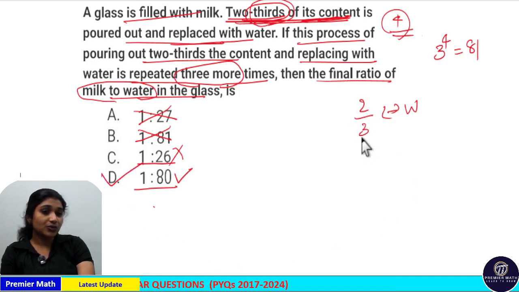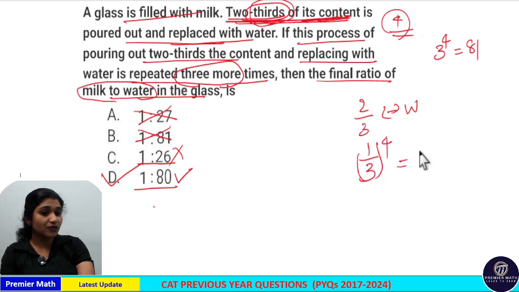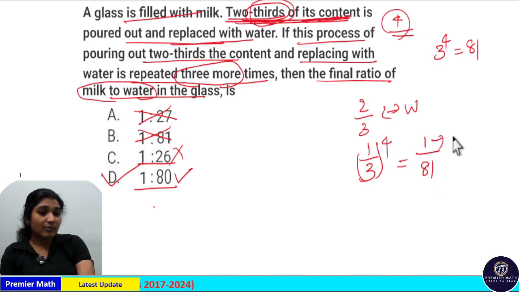That is, here two-thirds is replaced with water means the remaining one-third is milk part. And here this replacement has taken place 4 times. So 1 by 3, the whole raised to 4 means 1 by 81. So here one part is the milk part out of this total 81 mixture.